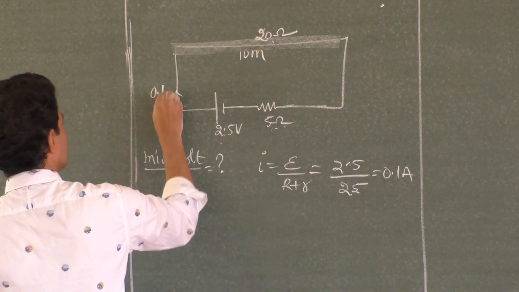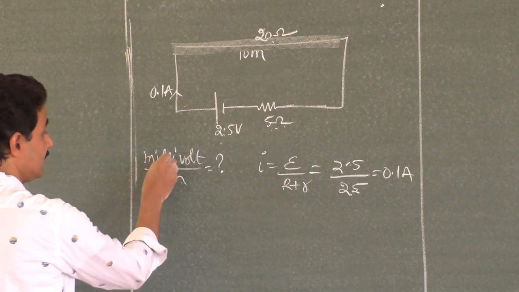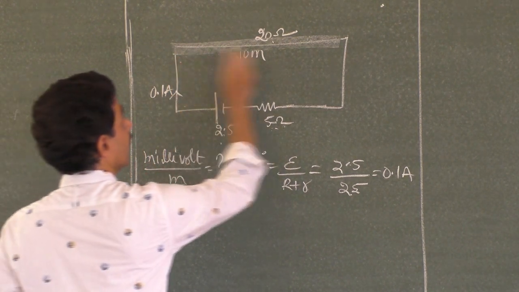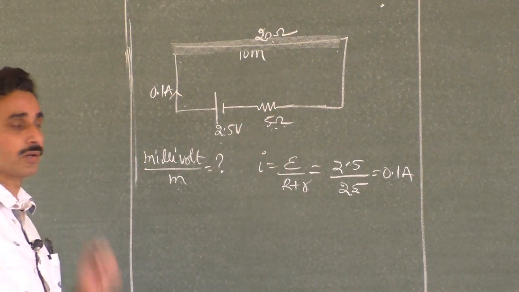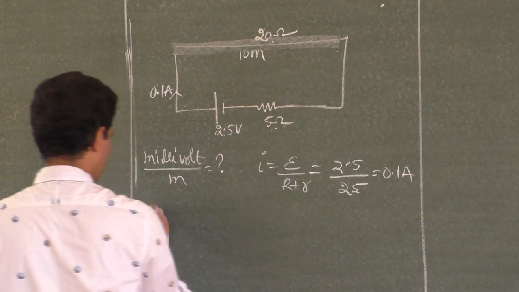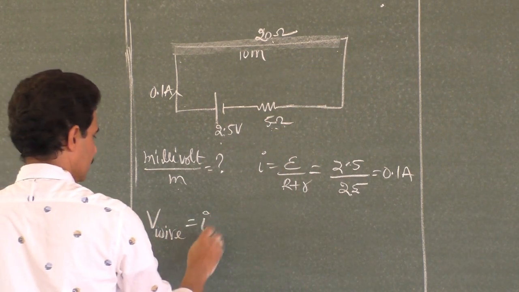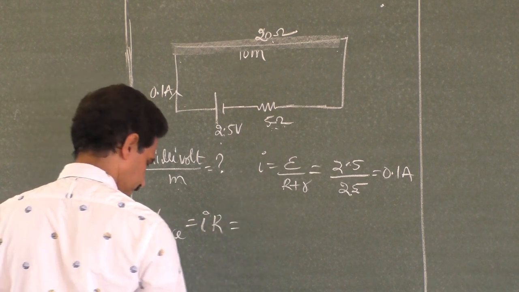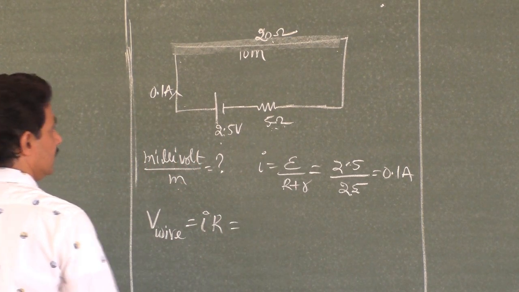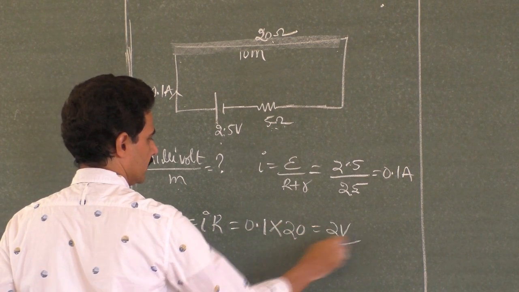0.1 ampere flows here. When 0.1 ampere flows here, we want the potential drop per unit length across the wire, only across the wire. So what is the voltage drop across the wire? Voltage across the wire is equal to I into the resistance of the wire only. What is current? 0.1 ampere. Resistance of the wire 20, that is 2 volt, right?